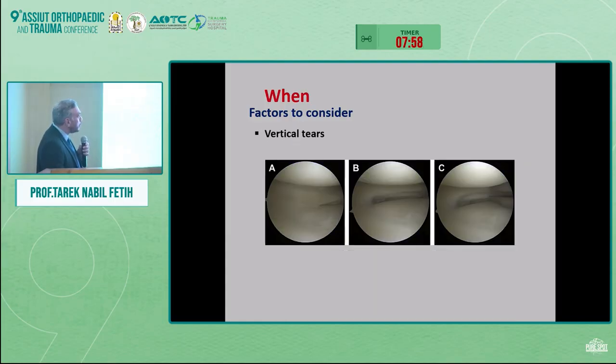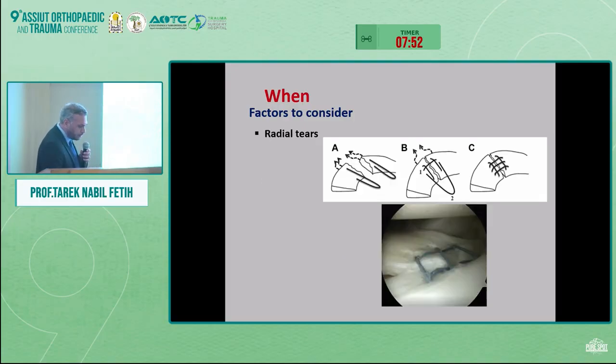Even peripheral longitudinal tears of less than 10 millimeters in length, even if left untreated, have very good healing potential. Radial tears, also if they extend into the peripheral red zone, have good healing potential but need a special suture configuration. We will discuss this in the technique.